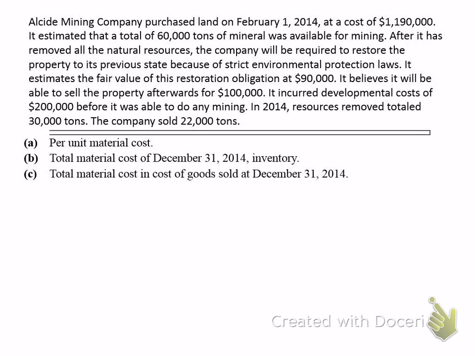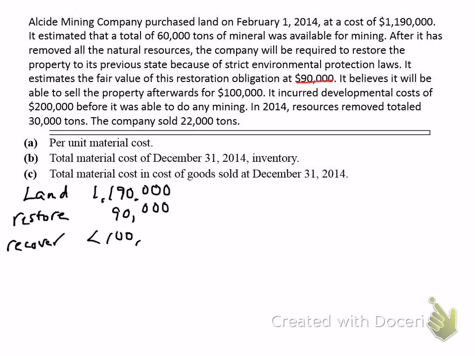All right, this is a mining example. In the first step, they want us to determine the per unit material cost. So roads are considered to be different than the mine. In this example, they paid $1,190,000 for the land. They expect they're going to have to pay a restoration amount of $90,000. That would be the present value, so you would see this go up every period.